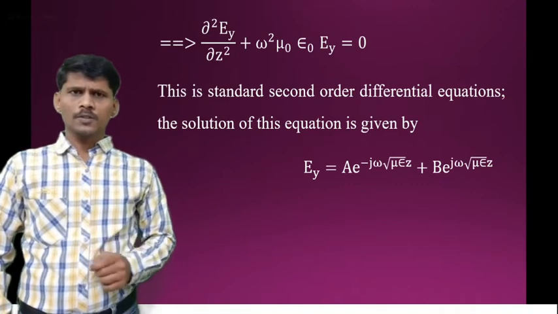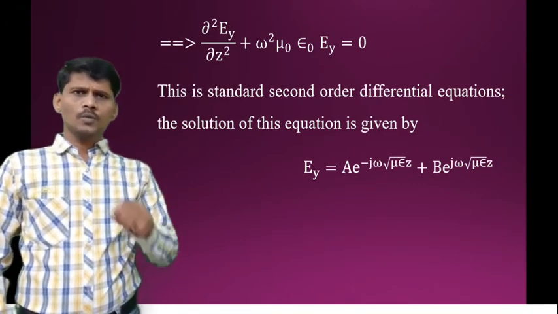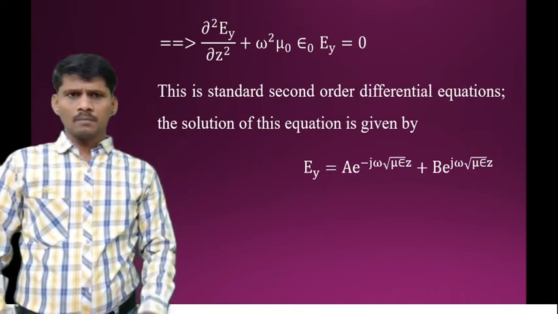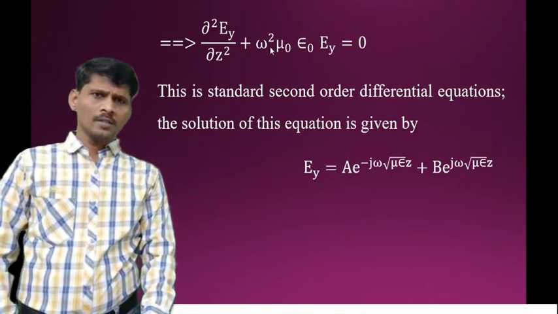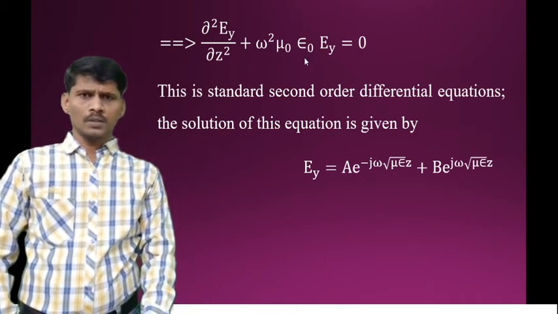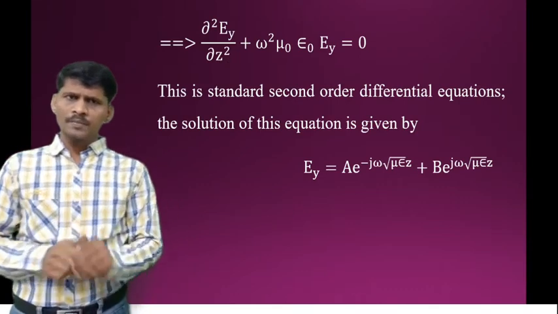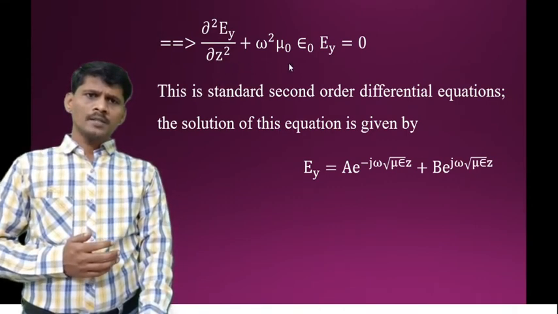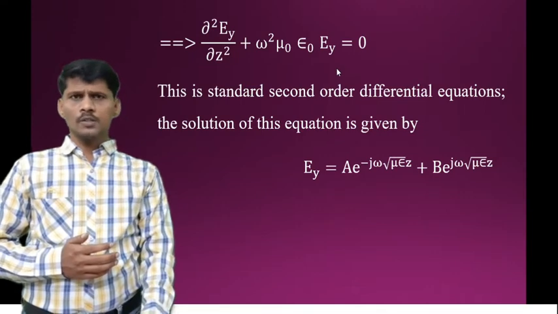The phase shift constant β is equal to ω into square root of μ epsilon. Now here, this is the second order characteristic equation. This equation is represented by ∂²Ey + ω²μ₀ε₀Ey = 0.